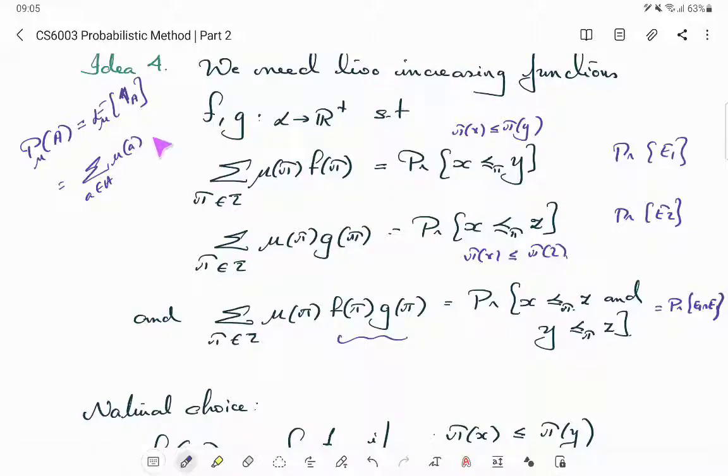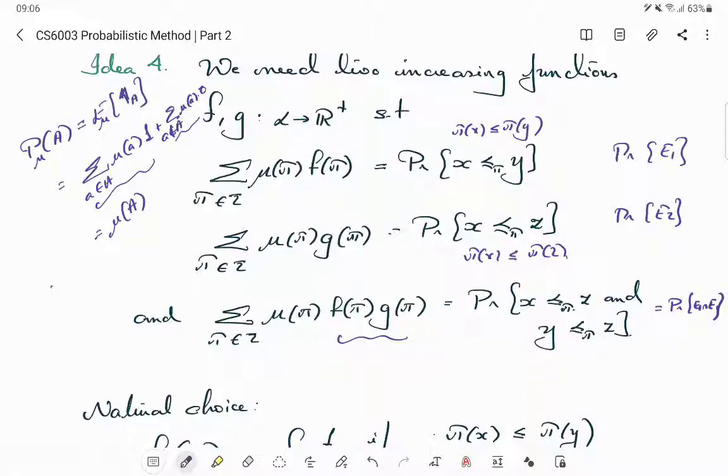of mu of a times 1, plus the sum over a not in A of mu of a times 0. So this term does not contribute. This is the only term that contributes, and this is nothing but the probability of this entire set A. Okay, so it is an expectation. In fact, this is what is known as a zeroth moment. The usual expectation of a random variable you consider as the first moment, and some people even call probability a zeroth moment in this sense.